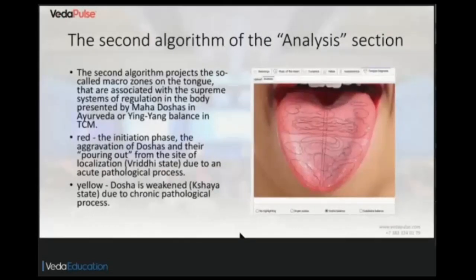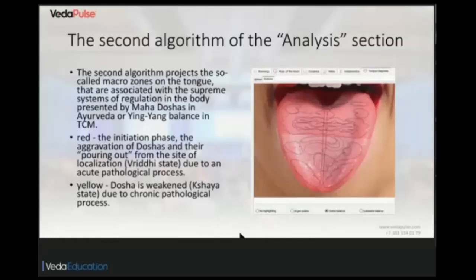The second algorithm of the analysis section is devoted to the Maha doshas from the Ayurvedic point of view. If a particular dosha is involved in one of the basic 6 stages of pathogenesis, then a practitioner will see indications in the Vedapal software as to which zone of the tongue he should pay attention to in order to find signs of this pathological process.